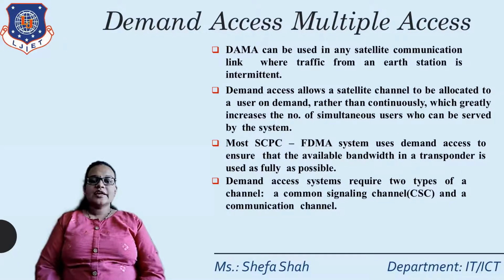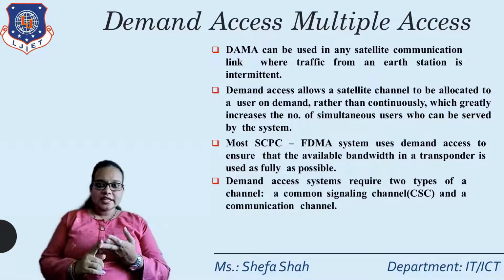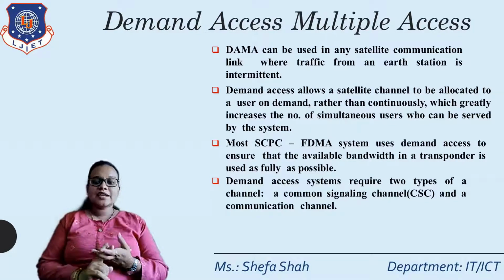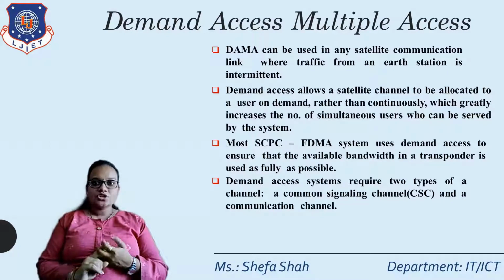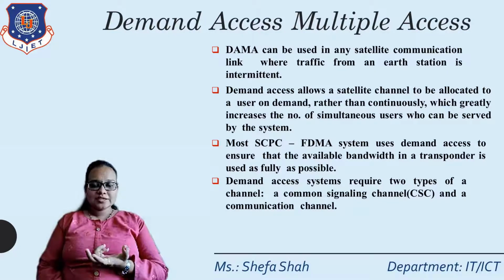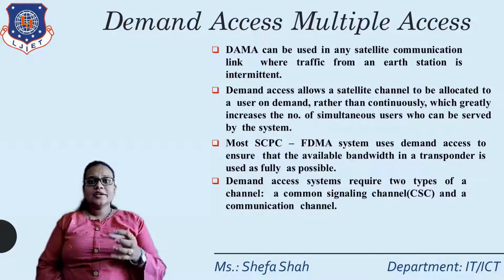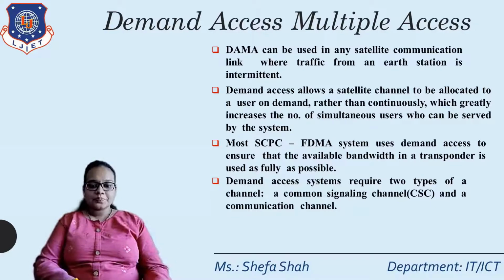So demand access requires two types of channel. First, the CSC, that is the common signaling channel, and second, the communication channel. On the common signaling channel, we monitor which of the frequency bands are right now vacant, and if any user requests, then the channel will be allocated to that particular user, so communication can be possible on that particular frequency, right?